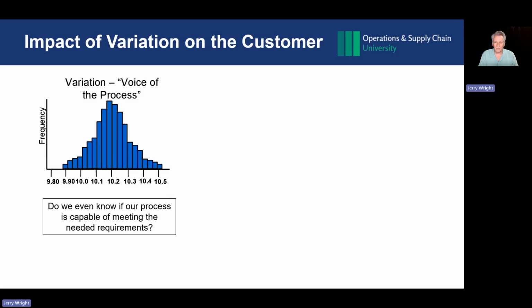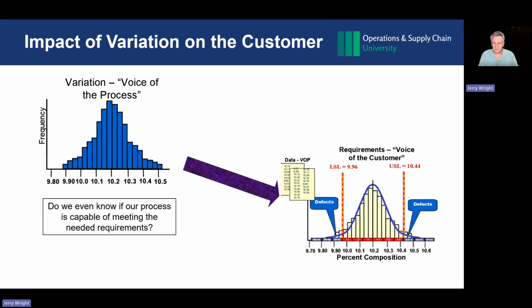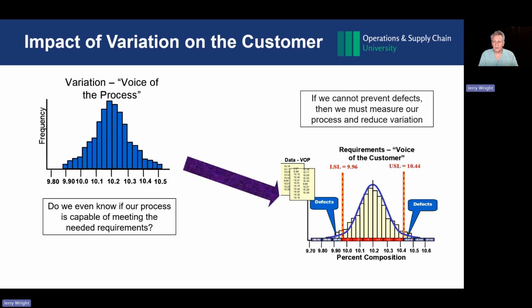Now, do we even know if our process is capable of meeting the needed requirements? What are the customer specs? We'd have to look at that. The customer says, okay, I can take an ohm reading of 9.96 on the lower specification, and I can go to 10.44 on the upper specification. Anything below that lower spec or above that upper spec is defective, and I can't use it. So how good is our process?